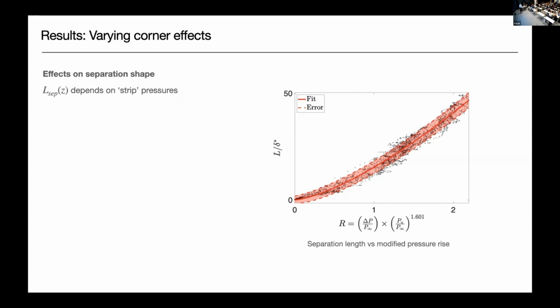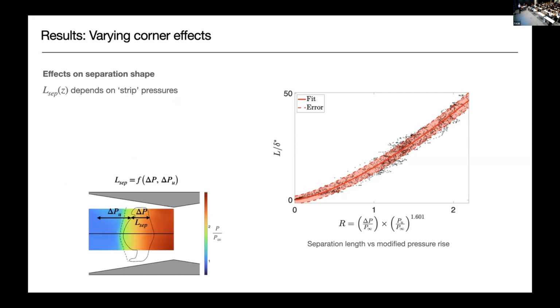Okay, so what does this tell us about the separation shape and how it's affected by corner waves? Well, we've seen that the separation length at any point seems to only depend on pressures within that strip. So there's this quasi two-dimensional relationship between separation length and the pressures along that streamwise strip. So that's quite surprising, and it allows us to kind of model how corner waves change the shape of the interaction.